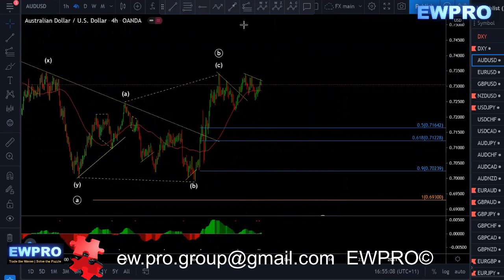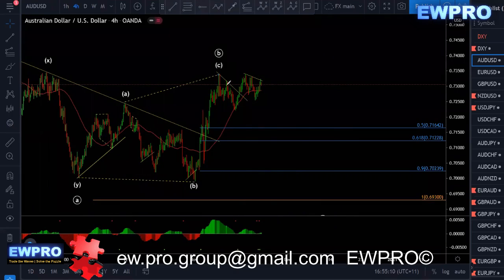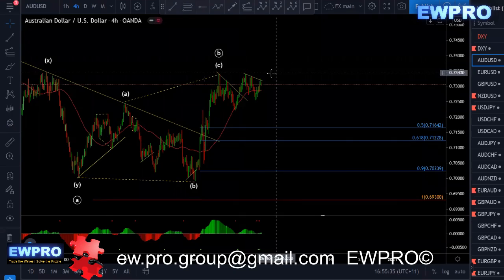What I'm looking at here is like an A, B, C. Then we get that A, B, C for your correction before we go. Some sort of a running flat, or it could turn into expanding. We don't know, but usually you get a running flat, and then go. So that's what I'll be looking for this week.